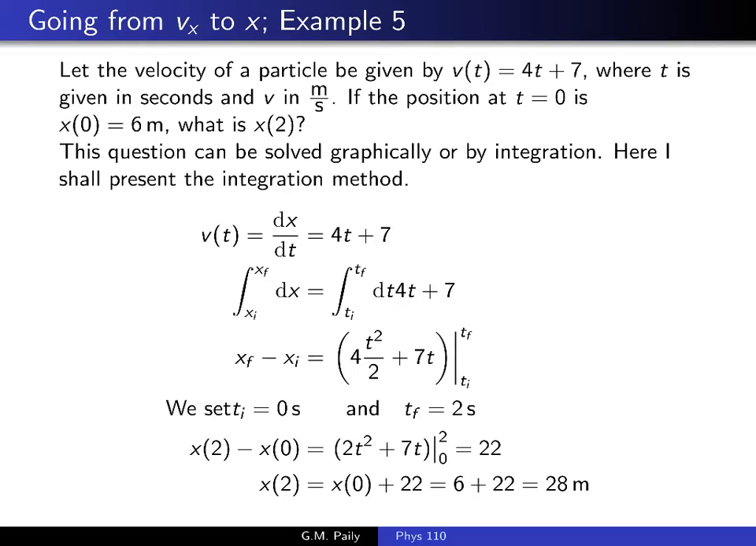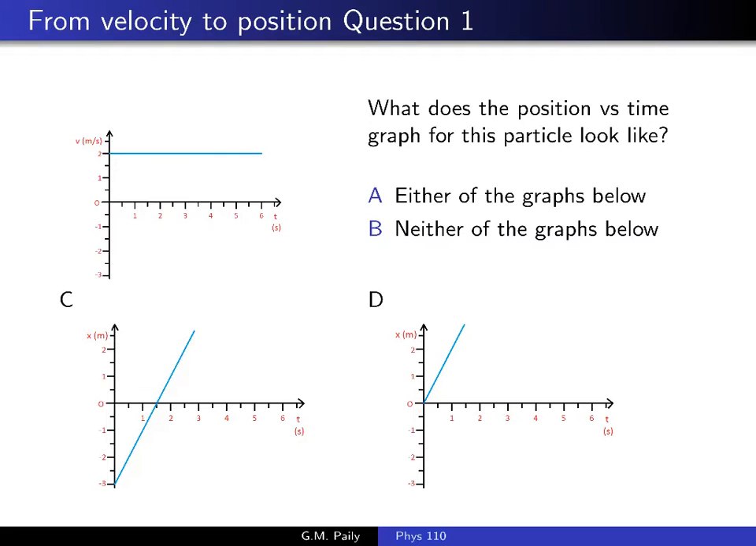An important comment is about a common mistake. The common mistake is often to forget to account for the initial position. Remember that the integral of v dt doesn't give you the position, it gives you the change in position. And so you still need the initial position if you want to find the final position.